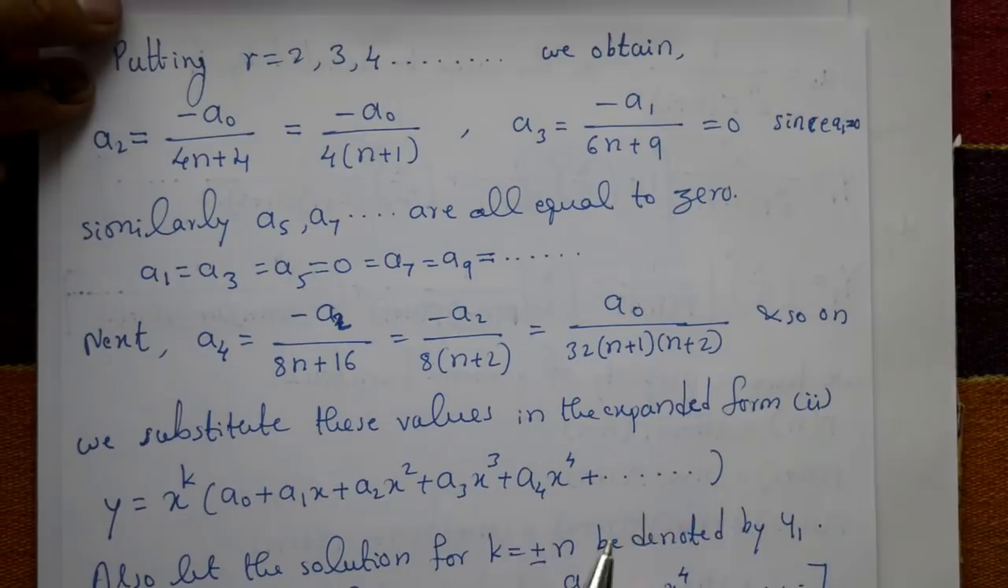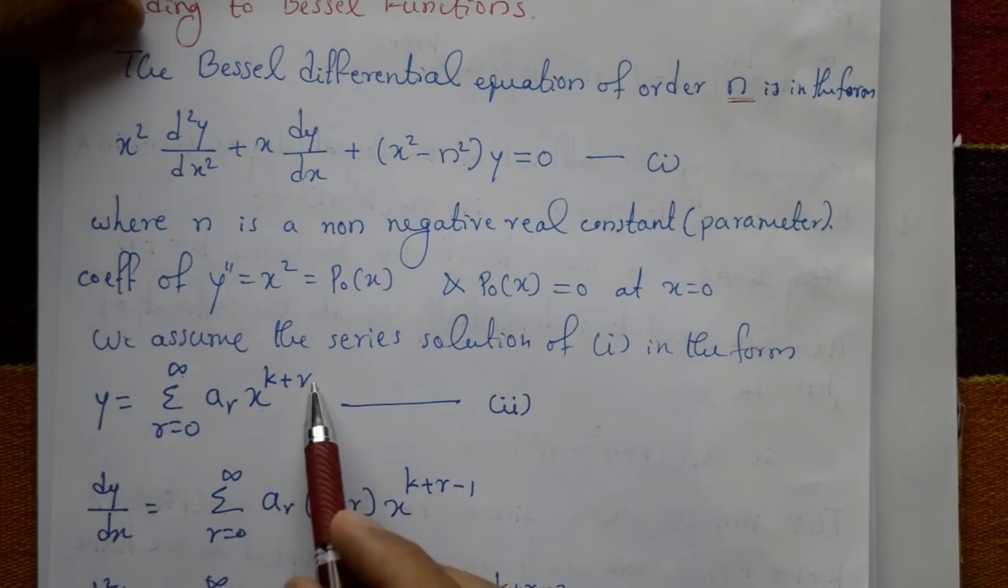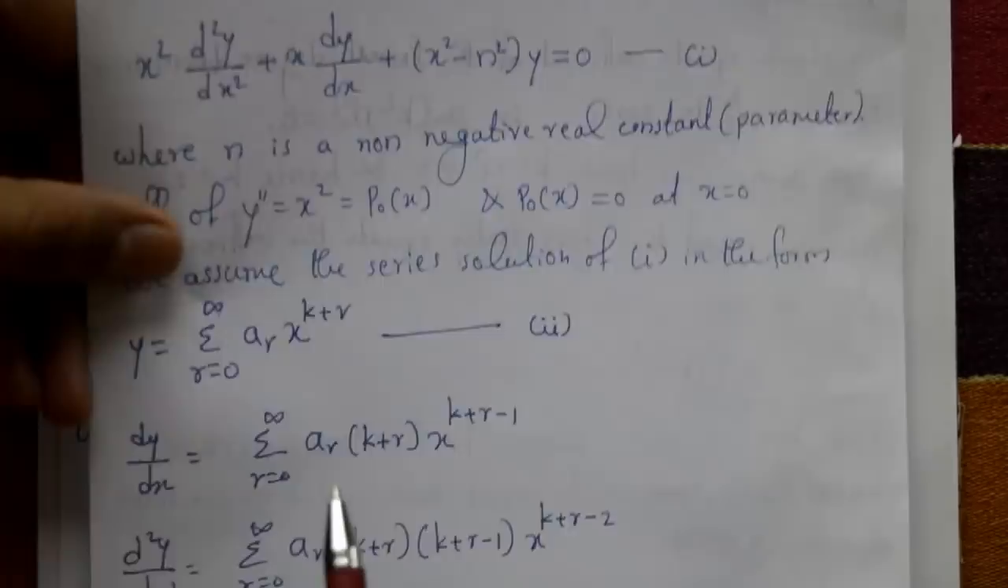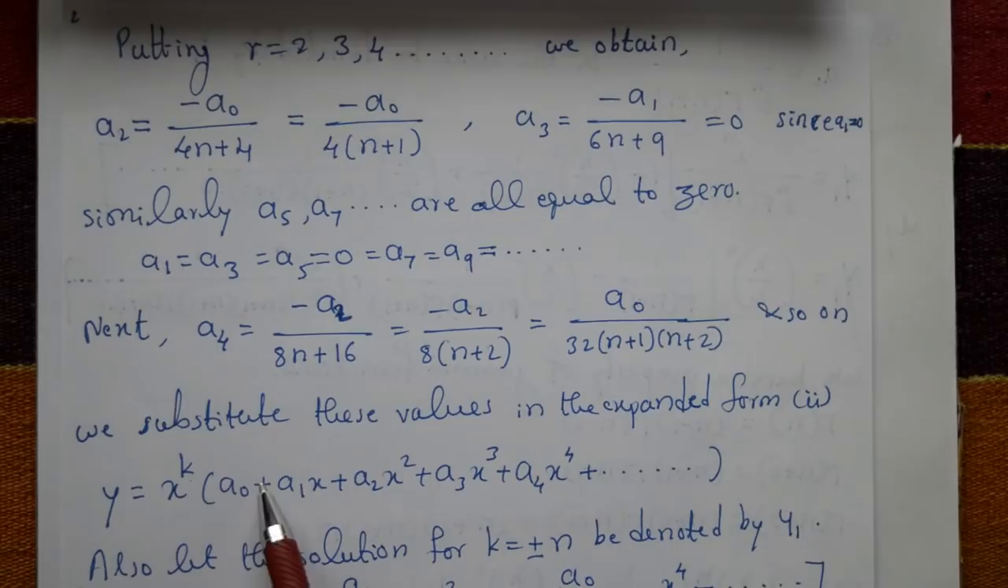We substitute these values a0, a1, a2, a3 in equation number 2. This is equation number 2. Put r is equal to 0, 1, 2, 3, 4, and so on. You get x to k common. Put r is equal to 0, a naught. Put r is equal to 1, a1 x. Put r is equal to 2, a2 x square, plus a3 x cube, and so on.